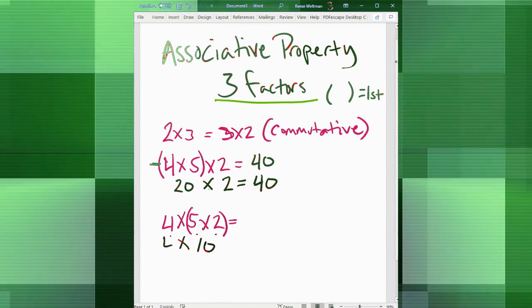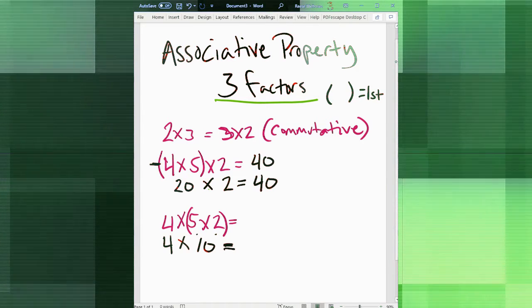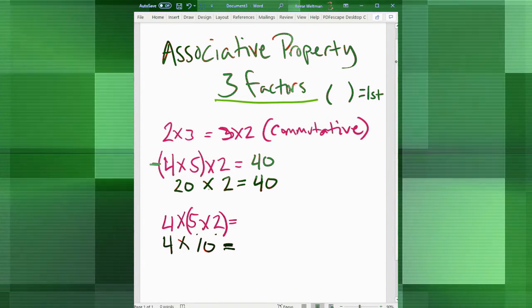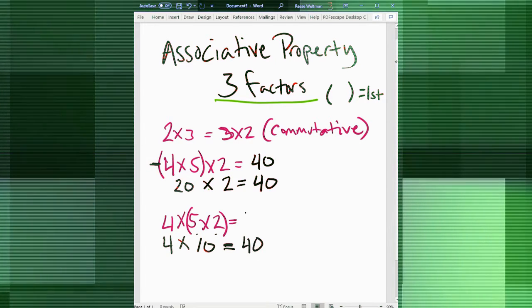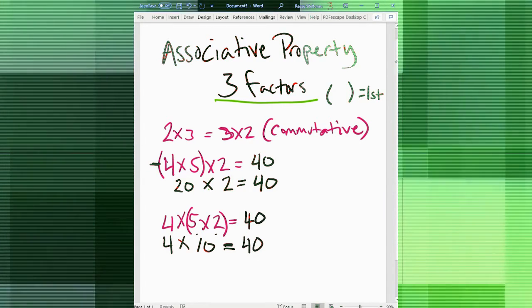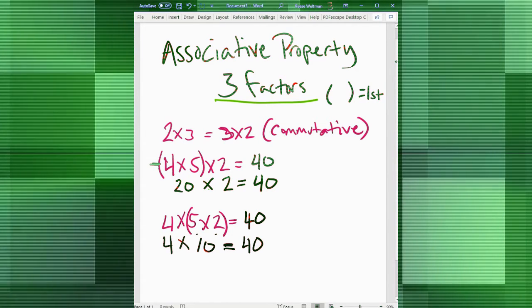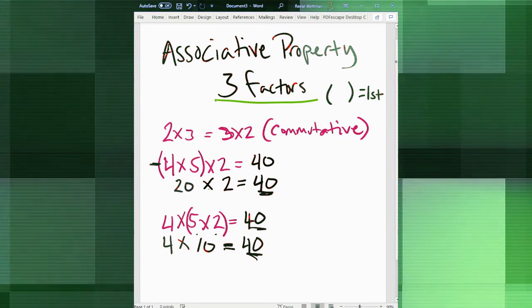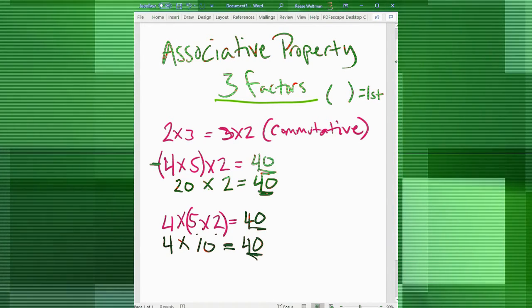Then you're going to drop that 4 down, and now you've got 4 times 10. And remember our 10s, you will always have a 0 in that ones place. And with the identity property, we know that 4 times 1 is going to be 4. So you end up with 40, which means that in both cases, no matter how we broke that up, whether we did 4 times 5 first or 5 times 2, you still get the same product, okay?